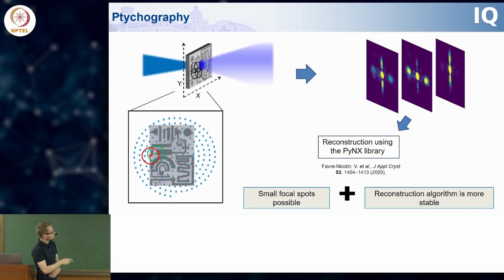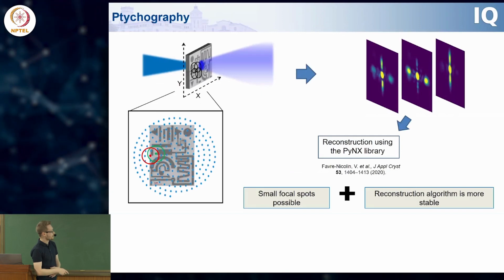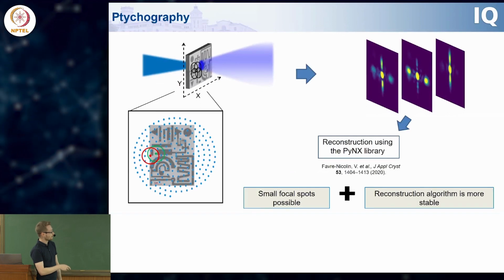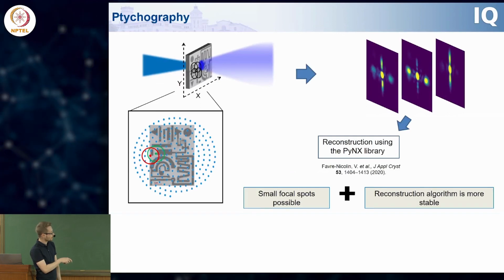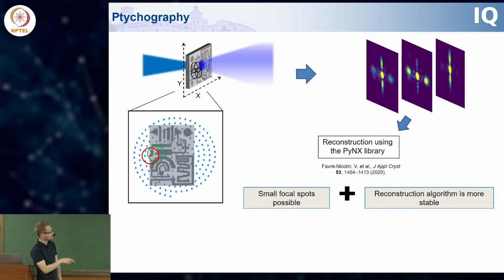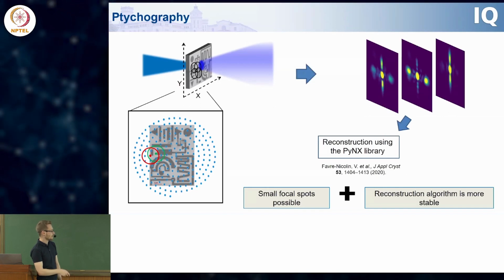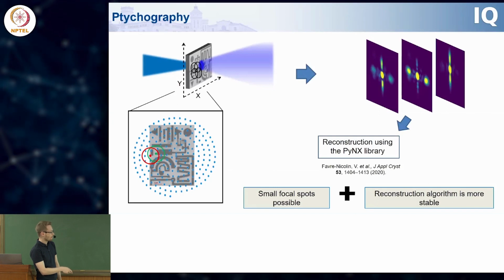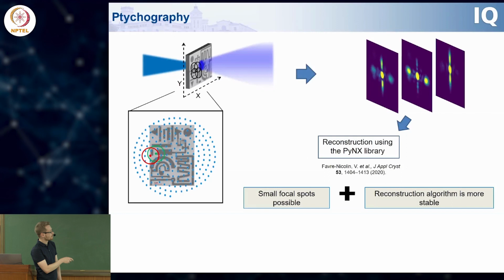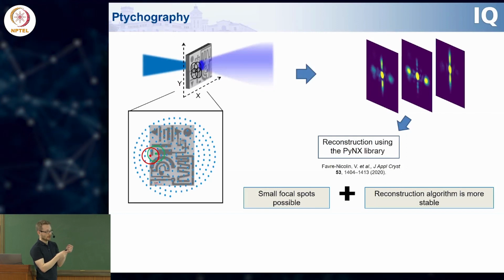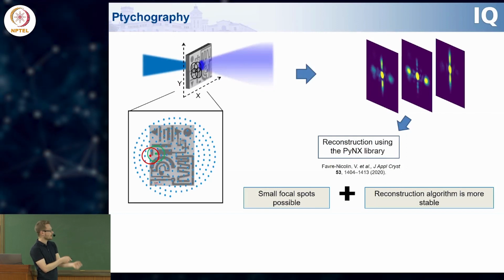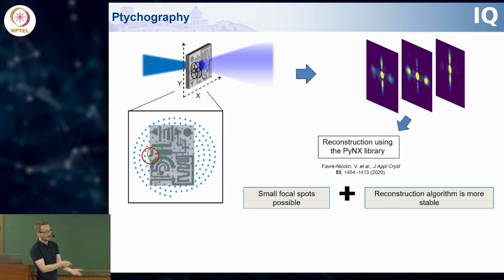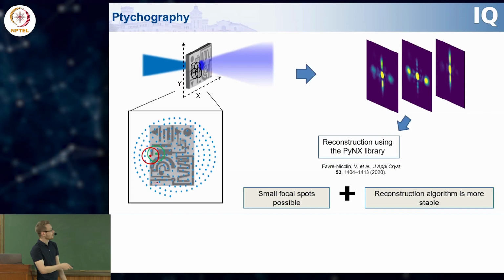So you see here we have these small structures that we write into silicon and then generate harmonics in the silicon. We use ptychography. You can see here we stepped over a lot of points on the sample, in the end get a lot of diffraction images, and then reconstruct our image based on that. This gives us the advantage that we can have small focus spots, as we need them for high harmonic generation to reach the intensities that we need. And we have a very stable reconstruction algorithm, which is always good to have.